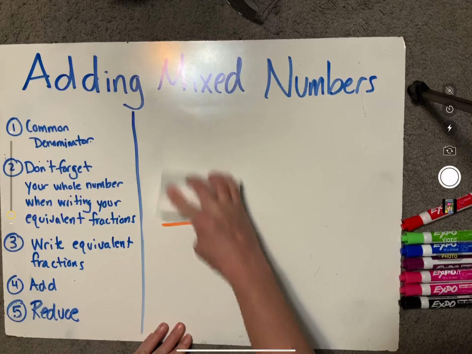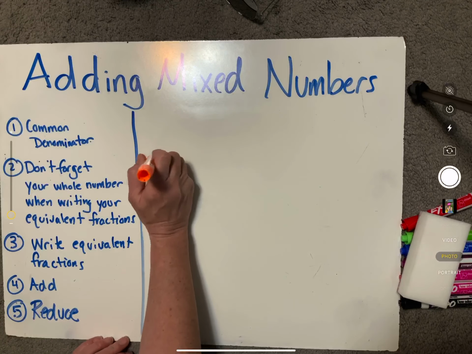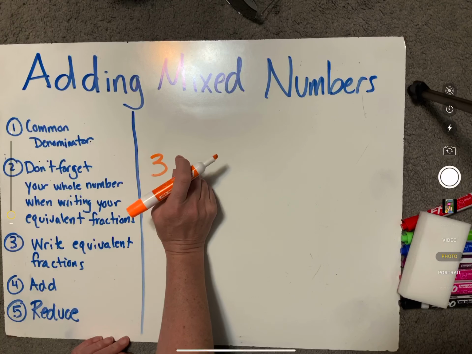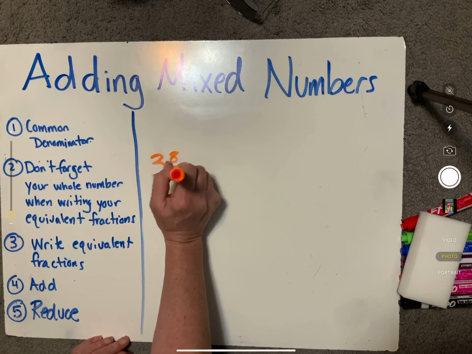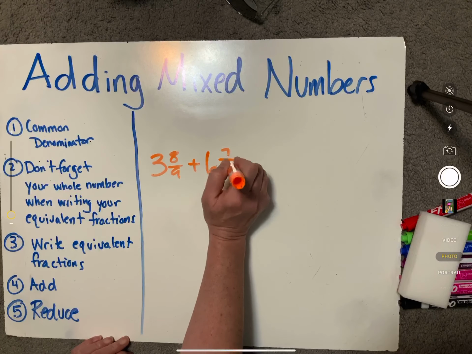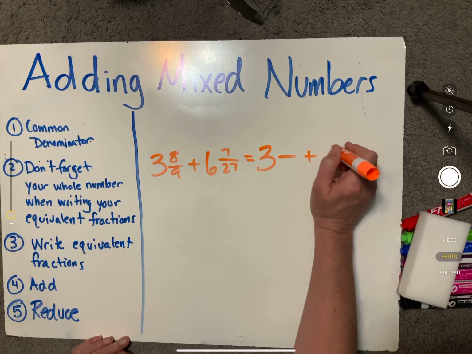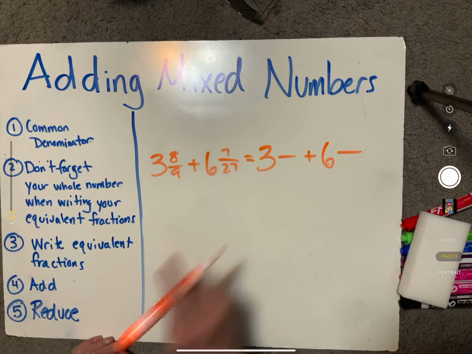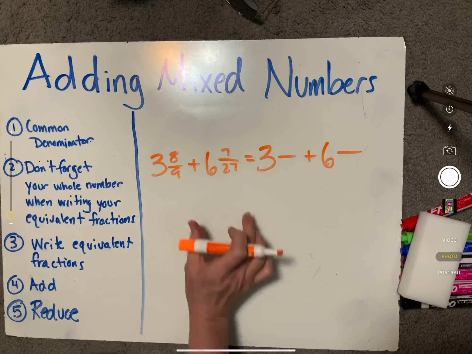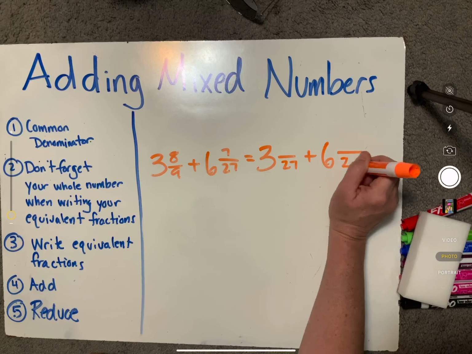All right, let's do another one like that. And we can actually do this one horizontally this time since we're flip-flopping back and forth. So I want 3 8/9 plus 6 7/27. Okay, 3, 6. So I have my whole numbers written down. I'm ready for my common denominator. 27 is going to be your lowest common denominator there.